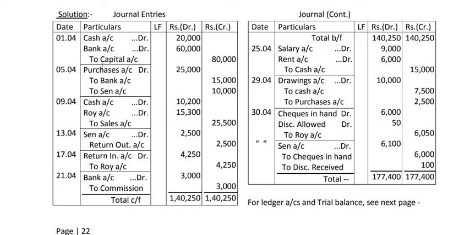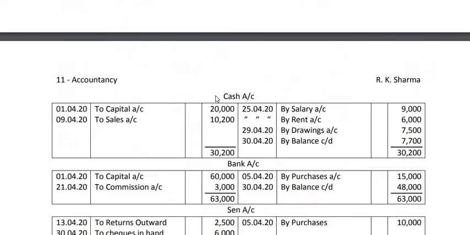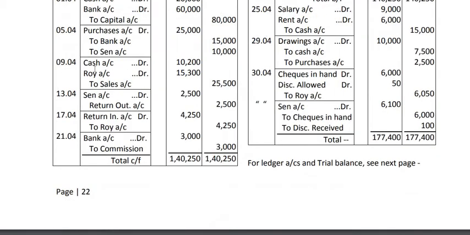In this entry there is no cash, but in this entry there is cash. So again, cash account debit to sales account. We shall write in cash account as to sales account, but not this amount. We shall write this amount. Cash account debit to sales account 10,200. See how I have written to sales account 10,200. So this is the posting of this entry.